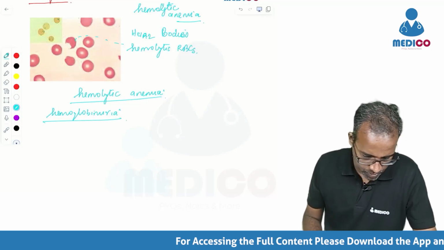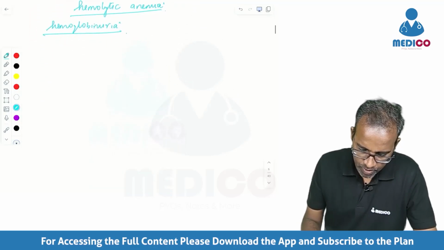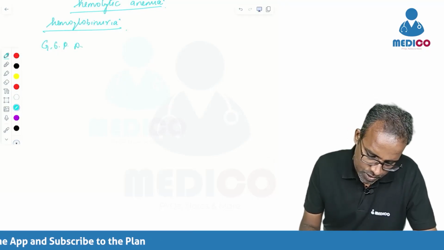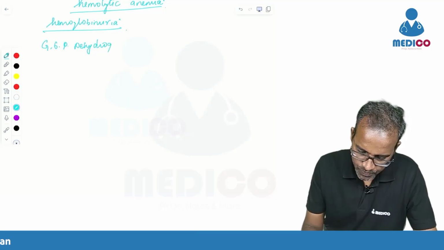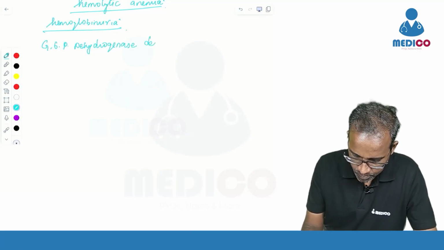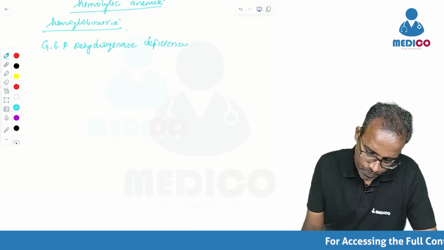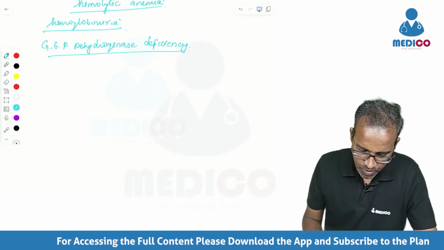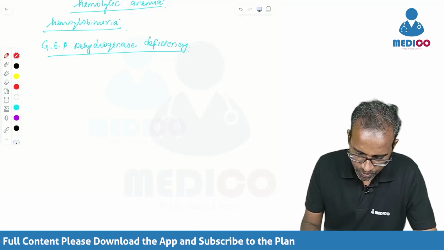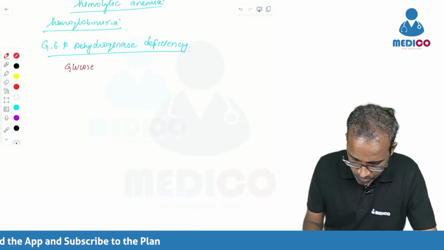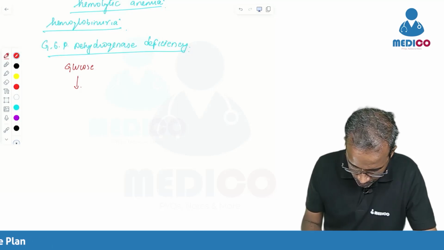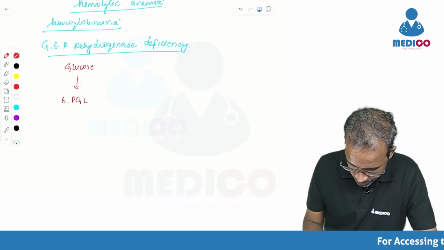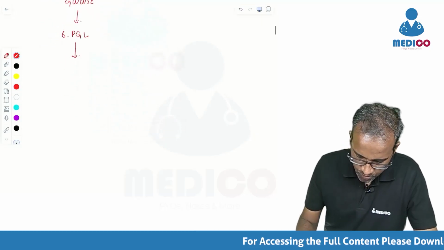Causes are many. One of the classical common causes of hemolytic anemia related to biochemistry is G6PD deficiency, glucose 6 phosphate dehydrogenase deficiency. Why does glucose 6 phosphate dehydrogenase deficiency cause hemolysis? We already discussed in the morning session. Glucose is converted to 6 phosphogluconolactone, which is acted upon by phosphogluconolactone oxidase to form gluconate.